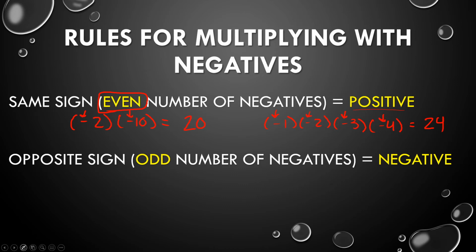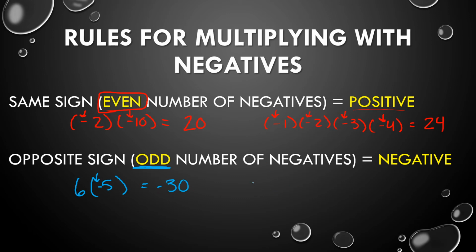If you have an odd number of negatives, that could look like 6 times negative 5. I only have one negative sign here. 1 is an odd number, so I would multiply my numbers and make sure my final answer is negative.